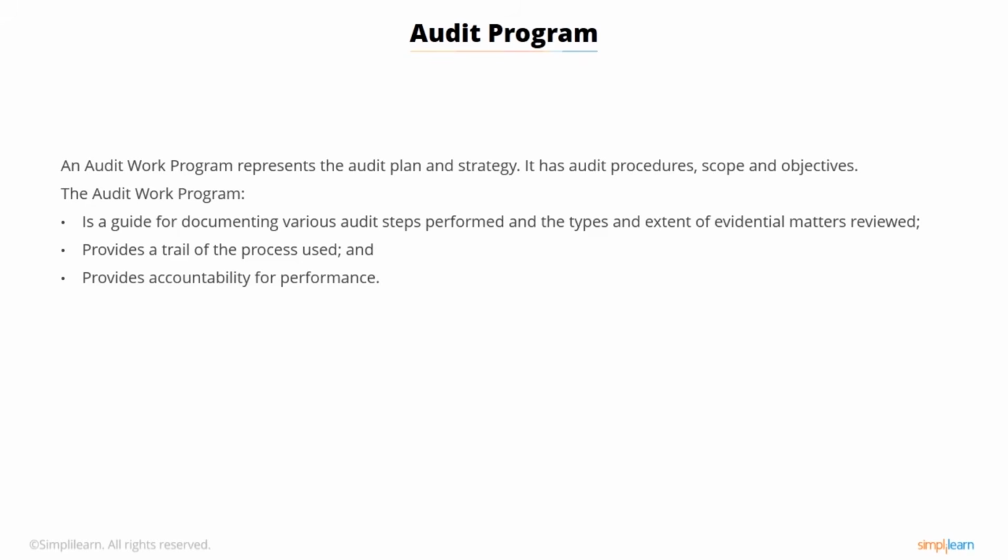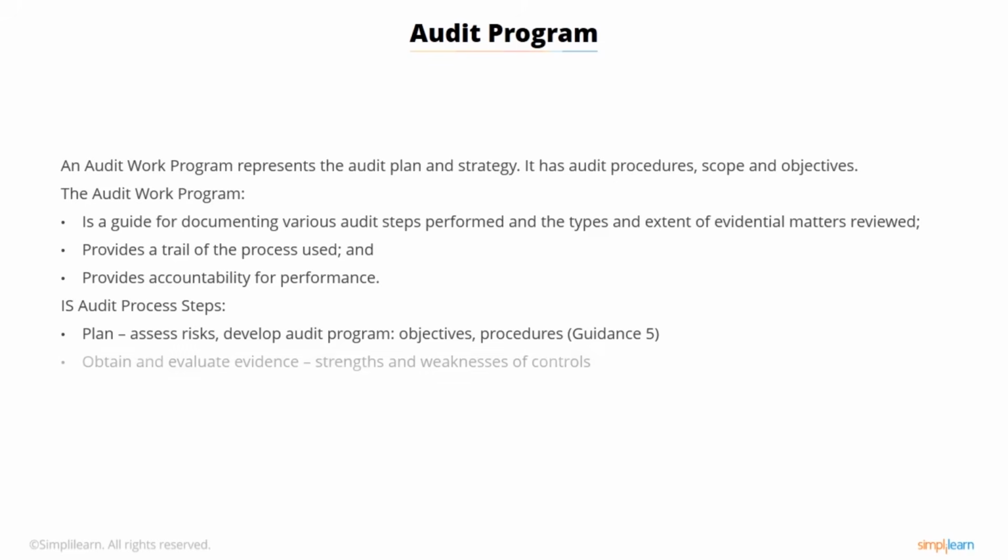Whatever approach you use to auditing, it always comes down to 4 basic steps. First is planning. You always assess risks first, and you develop your audit program in light of those risks. You also have objectives and procedures. Recall Guidance 5 that we looked at in an earlier lesson. Once you have your plan, you have to obtain and evaluate evidence. It's all about evidence. You don't have any preconceived notions about whether or not a control is meeting the objectives. When you're auditing, you seek evidence to determine the strengths and weaknesses of controls.